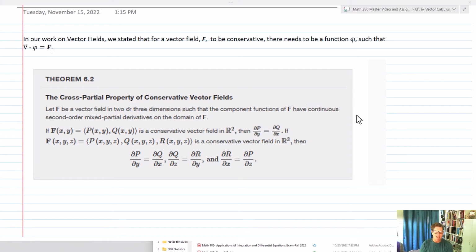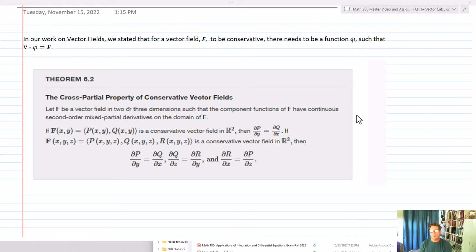Okay, and consequently, if we have it in 3 dimensions, like we have P, Q, and R as a conservative vector field in R3, then dP/dy is equal to dQ/dx, dQ/dz is equal to dR/dy, and dR/dx is equal to dP/dz.